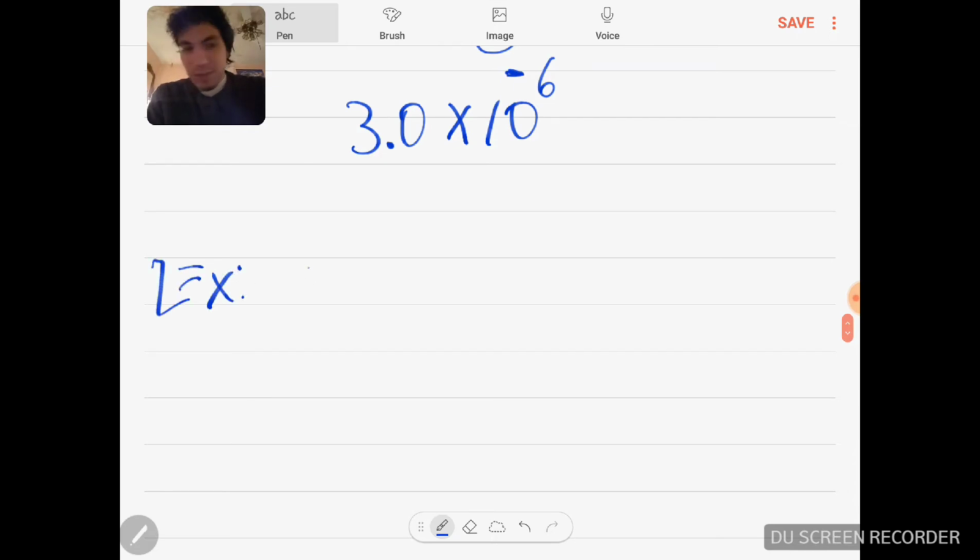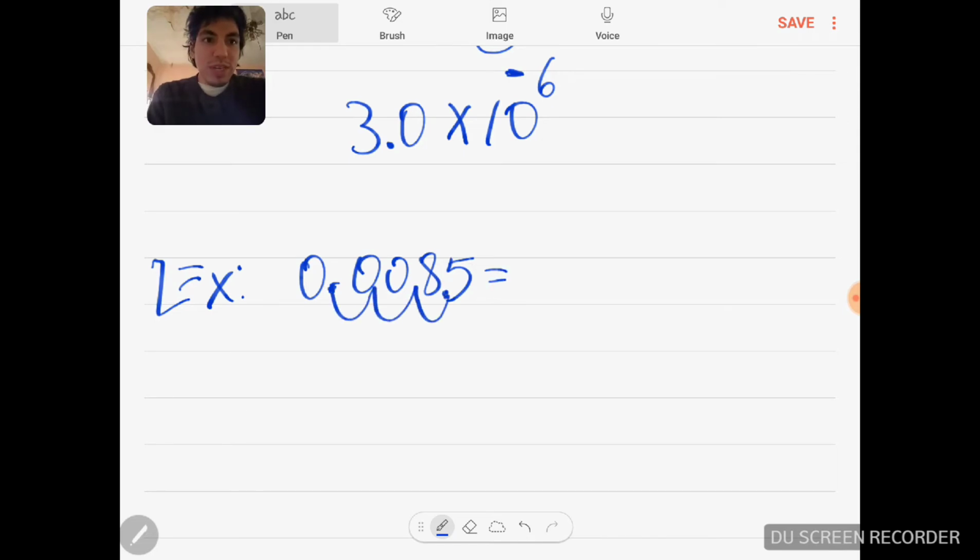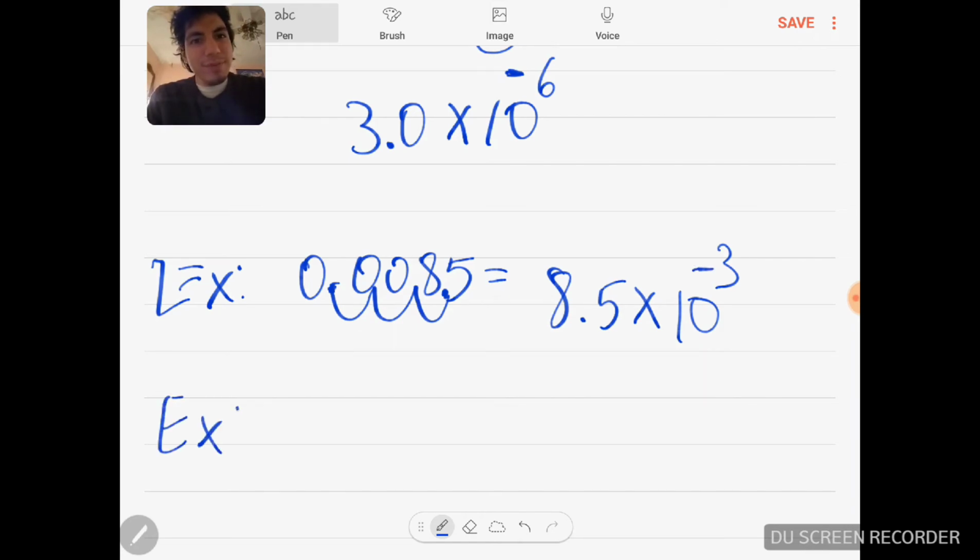Let's try another small one. So what would this one be? It would be 1, 2, 3, because 8.5 is between 1 and 10. So it's 8.5 times 10 to the 3. Is 3 positive or negative? My number initially was smaller than 1, so it's negative. You getting the rhythm now? I hope so. Let's try a really big number.